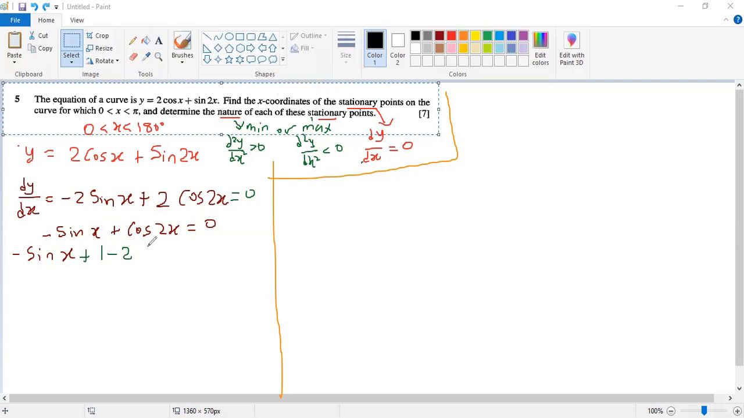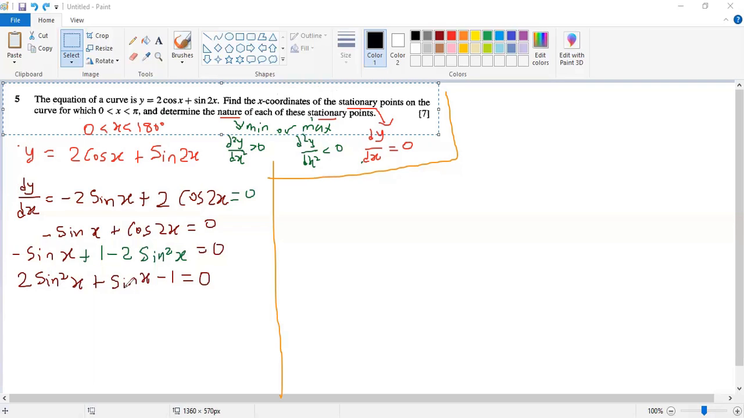That means 1 minus 2 sine squared x, and this is equal to 0. That's cos 2x on that particular part. So now let's rewrite it first. 2 sine squared x, when you bring the other side, plus sine x. And then the plus 1 you bring there becomes minus 1. So it becomes 0 when you minus 1 like that. Plus sine x minus 1.